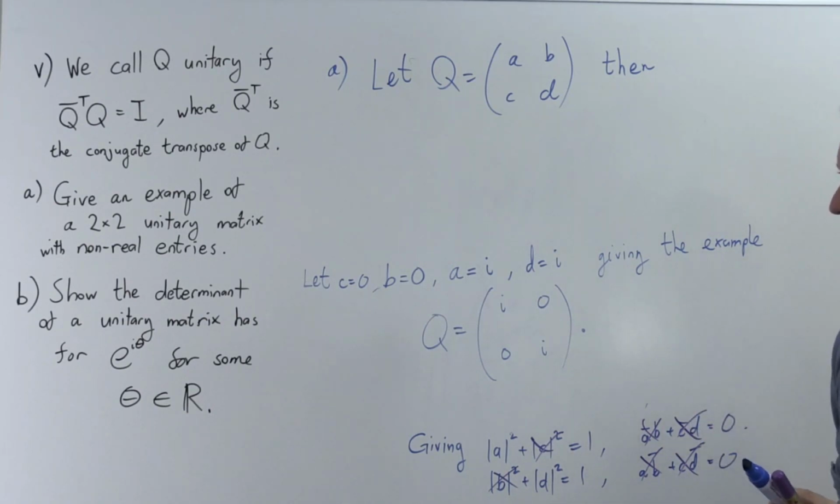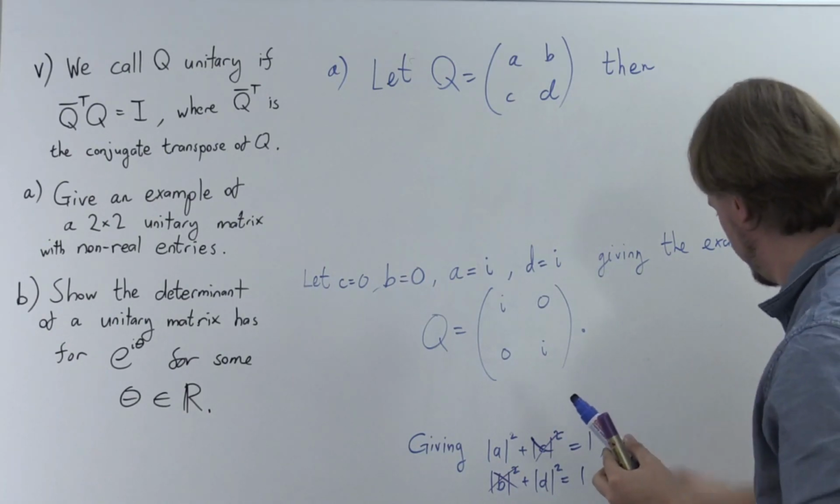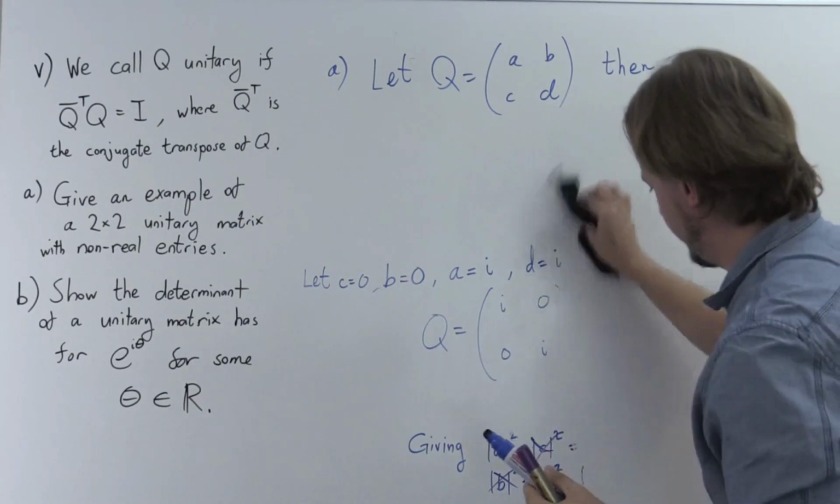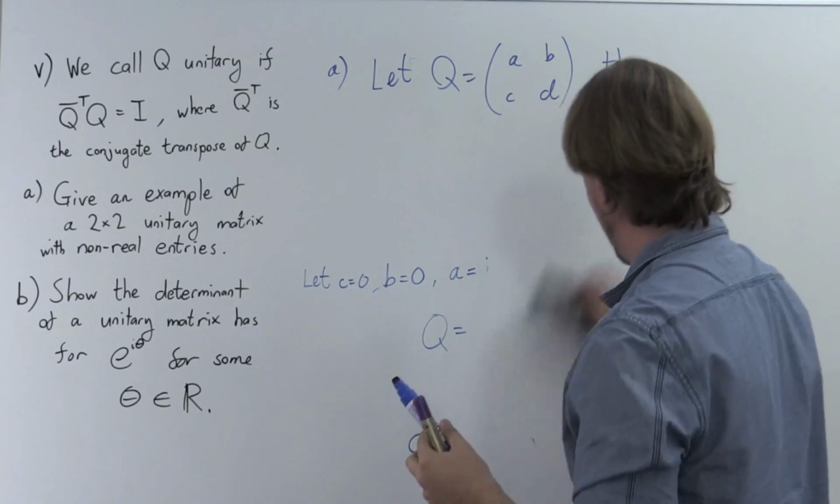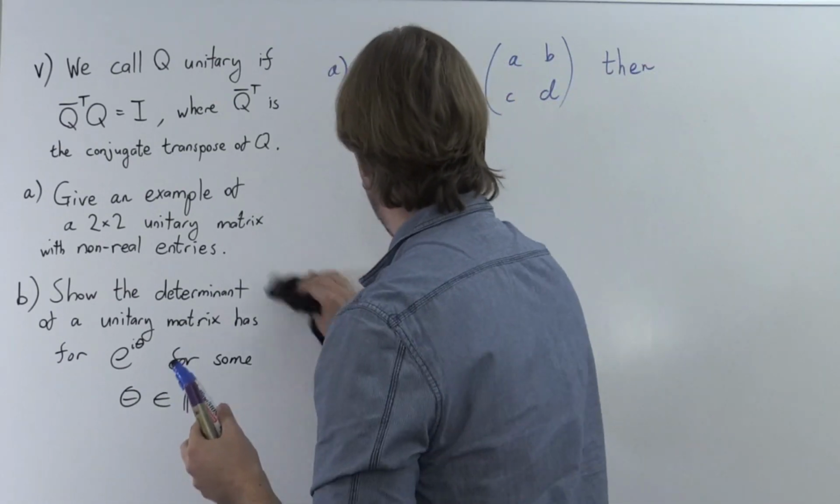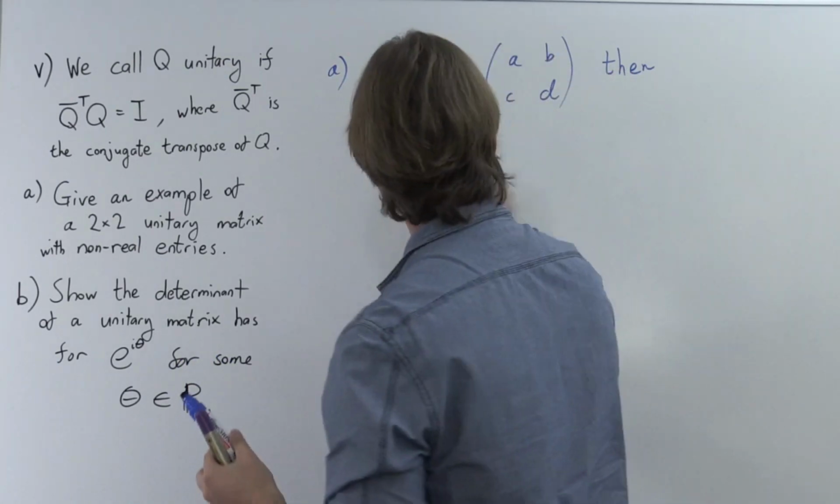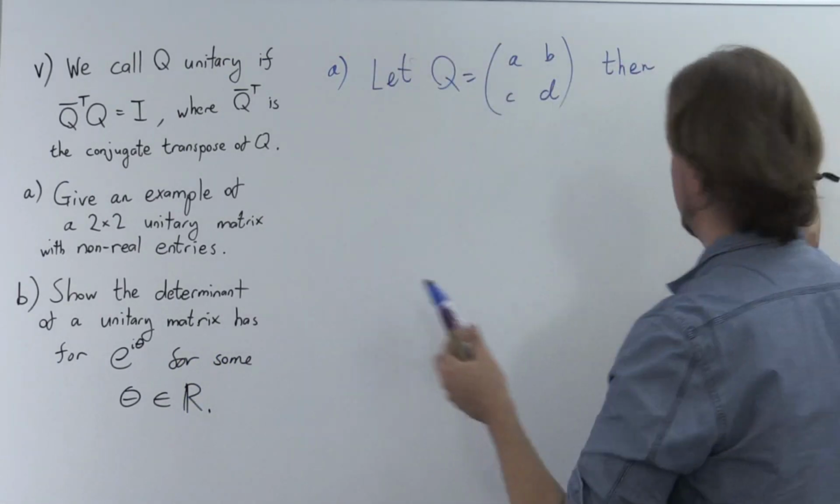And the next part, I think that actually might be easier than this first part, honestly. Finding the example feels like harder work to me. We want to prove a very general fact about these. We want to prove that the determinant of a unitary matrix is actually just a complex number of modulus 1. That's really what it says.